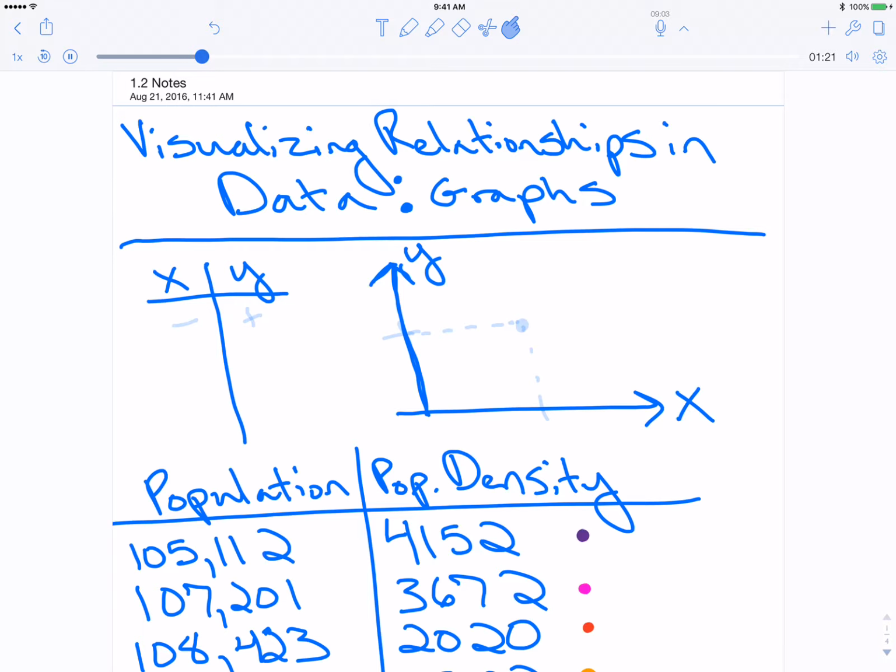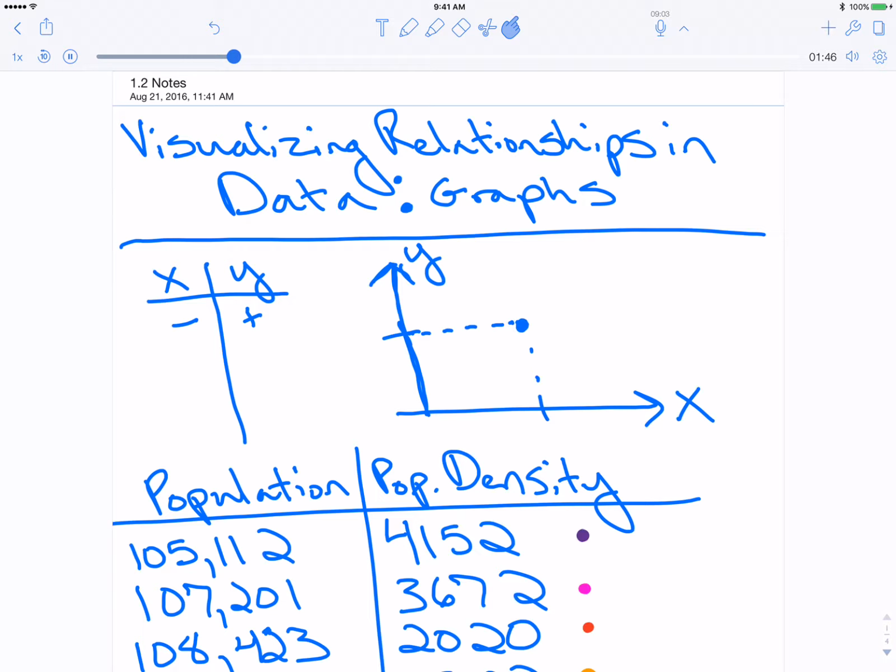For each x point, it will correspond to some point along the x-axis, which will correspond to some y. I'll use a plus. If that corresponds to this y value, then I would track that over, track that up, and I would have one point there for that data. This will construct what we refer to as a scatter plot.